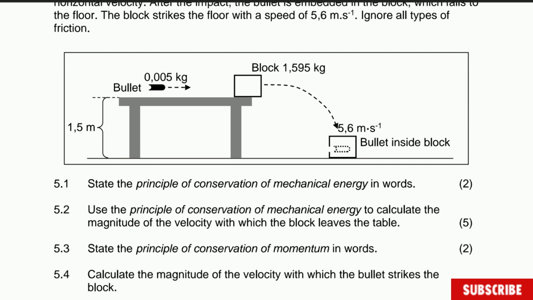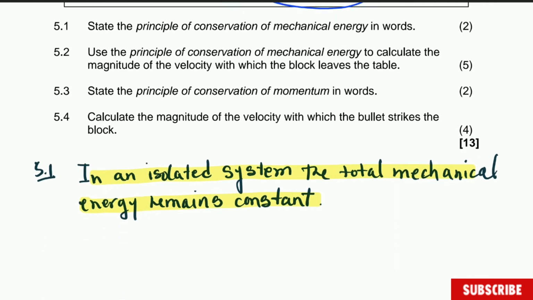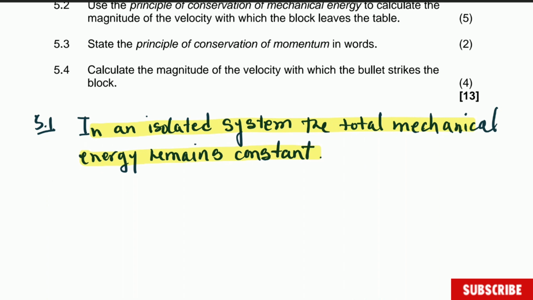Question 5.2: use the principle of conservation of mechanical energy to calculate the speed with which the block leaves the table. We have the final speed of the block right here, with which it arrives at the ground. There's no friction on this side, so we are going to be working on this side of the motion. So let's start with the principle of conservation of mechanical energy at this point. Question 5.2.